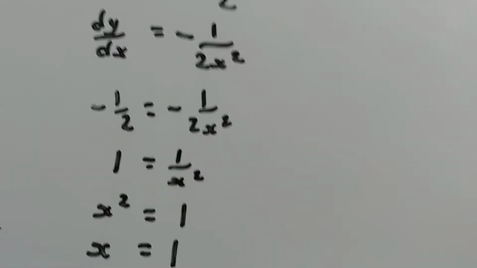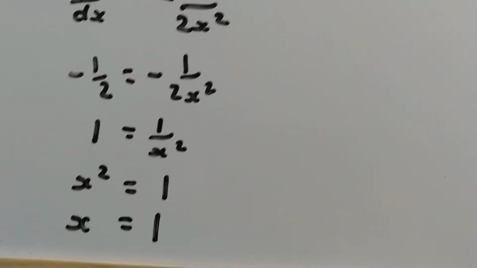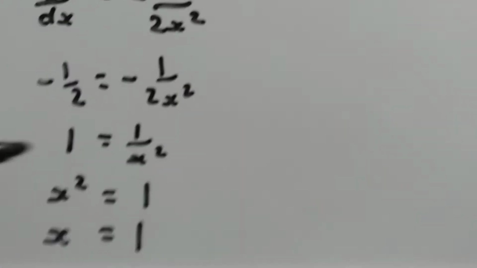At this point, I'd like to say a classic mistake has been made. So often people do that. They say, what number multiplied by itself is 1? The answer is 1. But there is, in fact, a second answer.